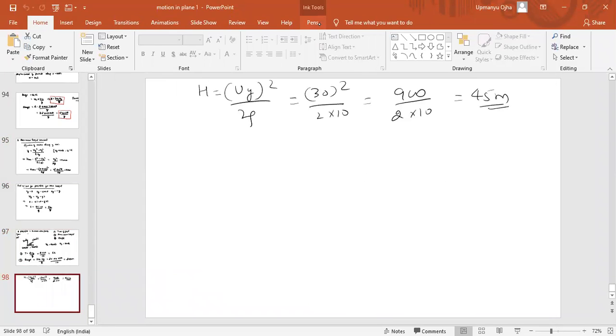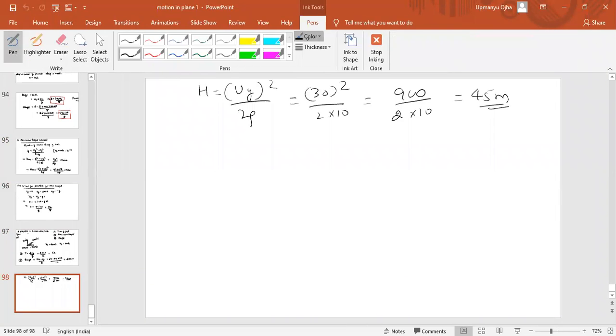Now, next is to find the equation of the projectile. Next is to find the equation of the path of the projectile. Okay, fine.